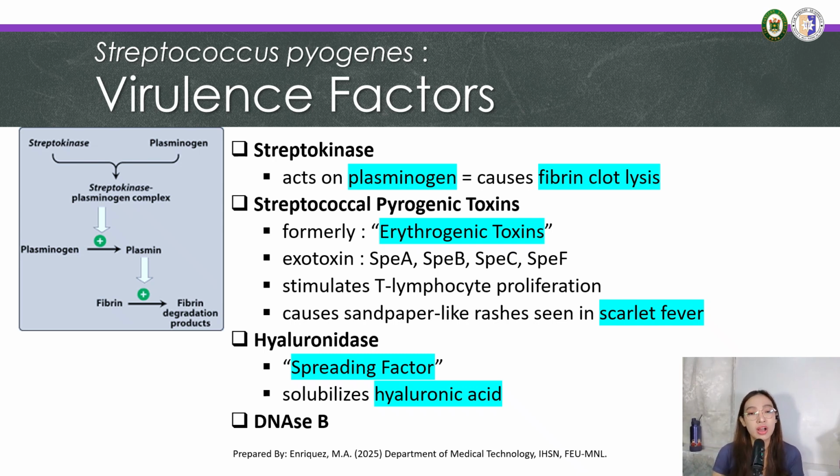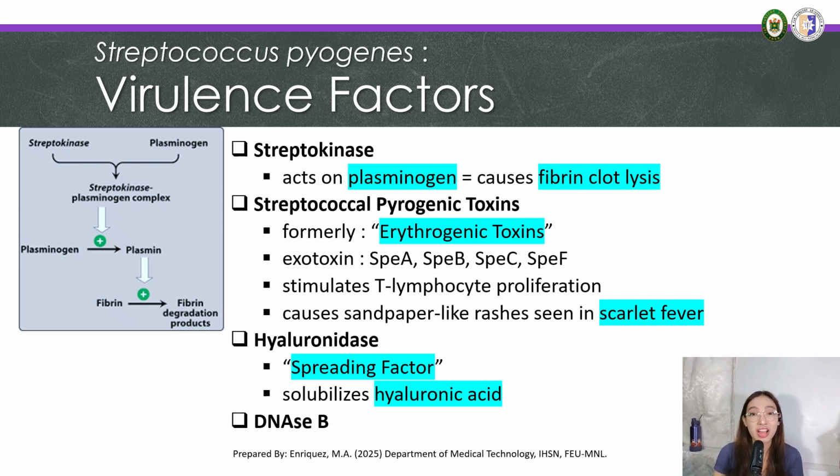All right? So again, I would like to remind you to always try to correlate depending on the virulence factor, ano po yung disease that we could associate with that. So again, with regards to these exotoxins or pyrogenic toxins, the disease associated with this is scarlet fever. Dahil nga po dito sa mga streptococcal pyrogenic toxins na to, na-observe natin yung characteristic rashes that is present among people with scarlet fever.